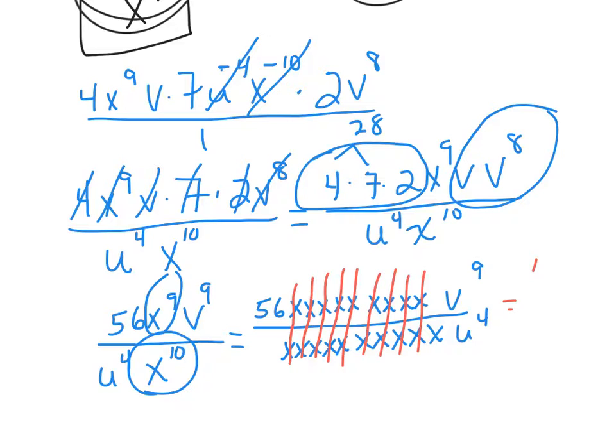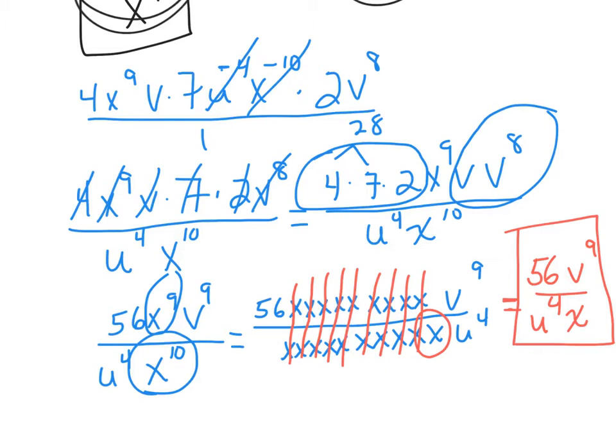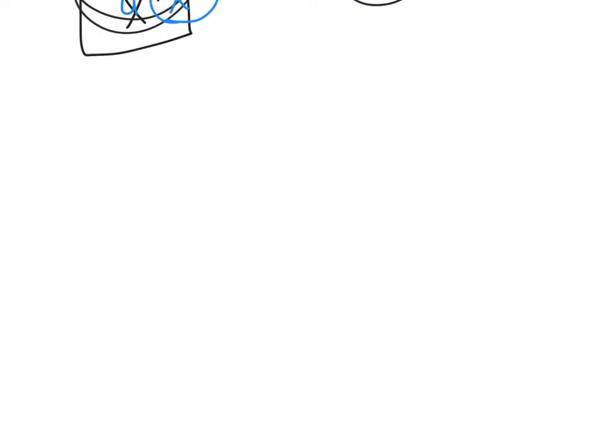So we're left with the 56 on the top, and a v to the 9. On the bottom, we still have that u to the 4 hanging in there, and we still have 1x left. So we just need to make sure that we have that accounted for. Again, same steps. Take care of the negative exponents by making it a fraction. Clean up the top, clean up the bottom, and then look to see what else can be canceled. All right, let's do another gross one like that.